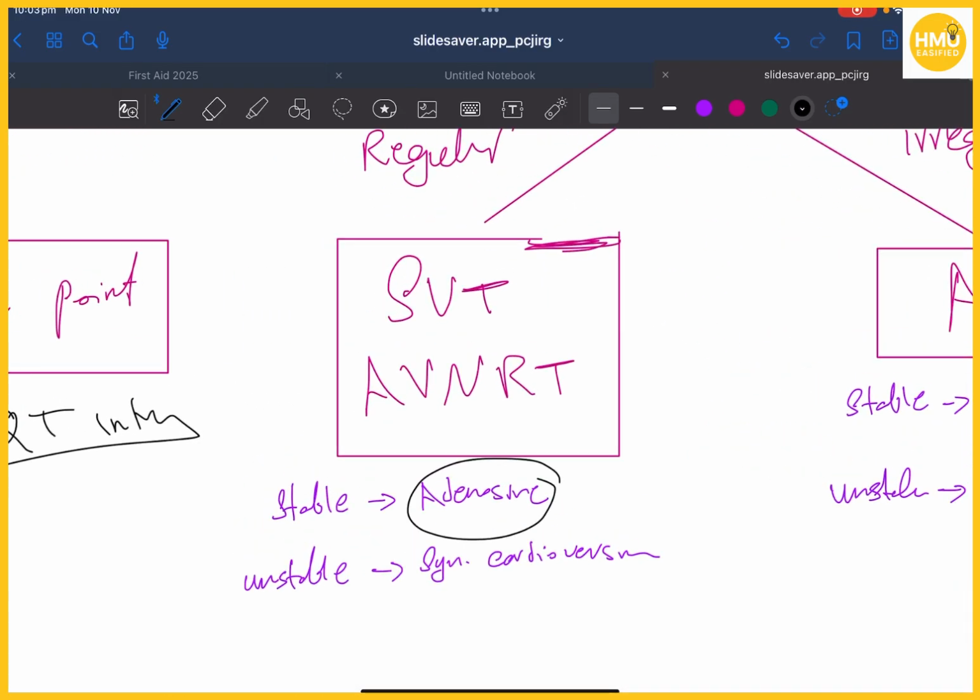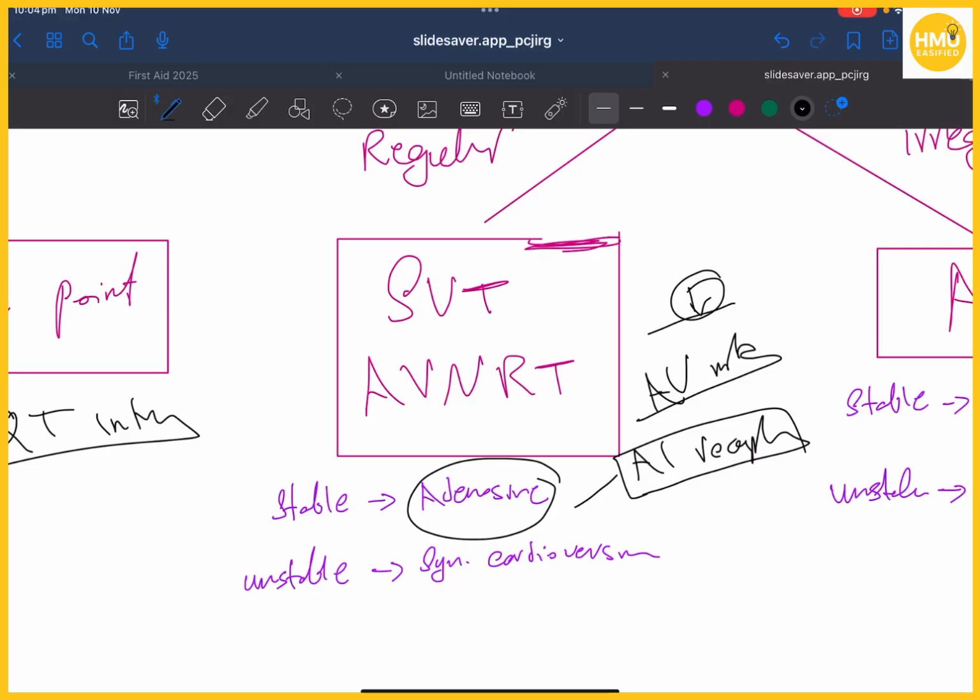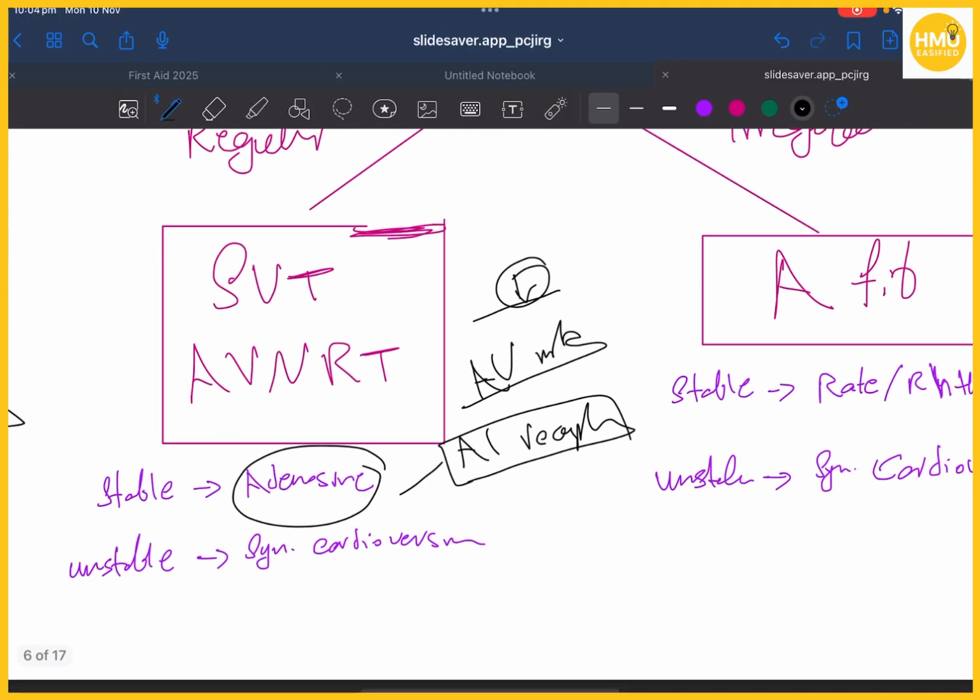SVT is treated with adenosine. Adenosine works on A1 receptors. It's a very unique receptor, and A1 is found on the AV node. What happens is if it activates the A1 receptor, the AV node will decrease firing, basically increasing the parasympathetic innervation on the AV node, causing the heart to relax and decrease the contractility and also decrease the heart rate.